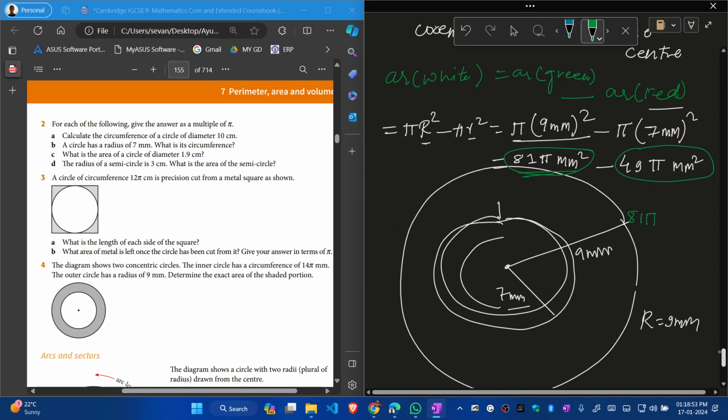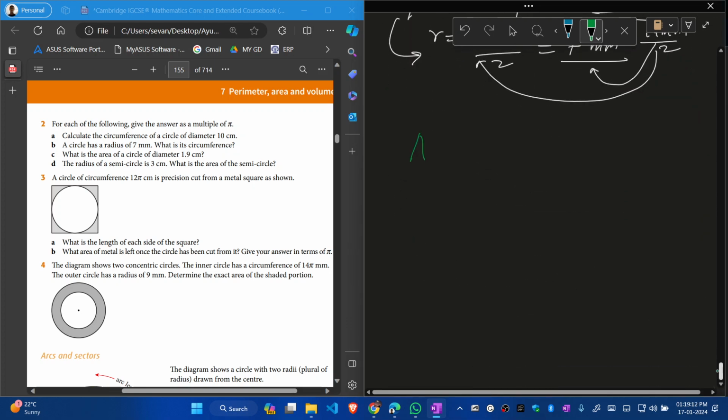So if you subtract 81 pi minus 49 pi, that will be equal to 32 pi. So the area of the white region will be 32 pi millimeter square. The area of the shaded region will be equal to 32 pi millimeter square.